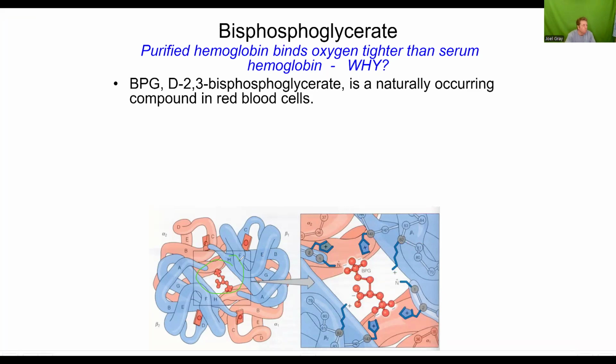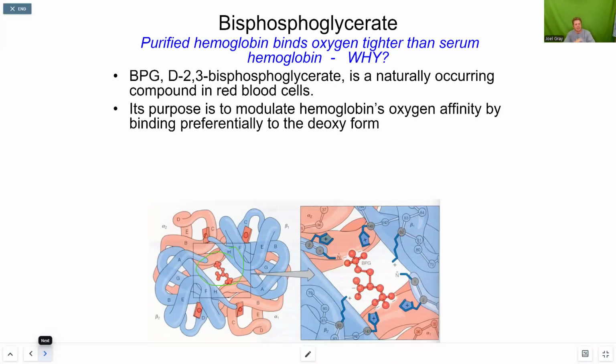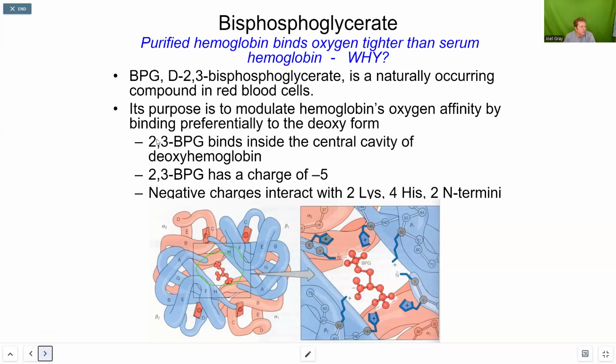And effectively, what 2,3-bisphosphoglycerate does is it enters into that central cavity and more or less locks it up. Now, its purpose is to modulate hemoglobin's oxygen affinity by binding preferentially to that deoxy or T form of our protein. Now, if you're hearing that term, 2,3-bisphospho, my first thought is, okay, it's probably got two phosphate groups. It binds inside the central cavity of deoxyhemoglobin, or our T state.